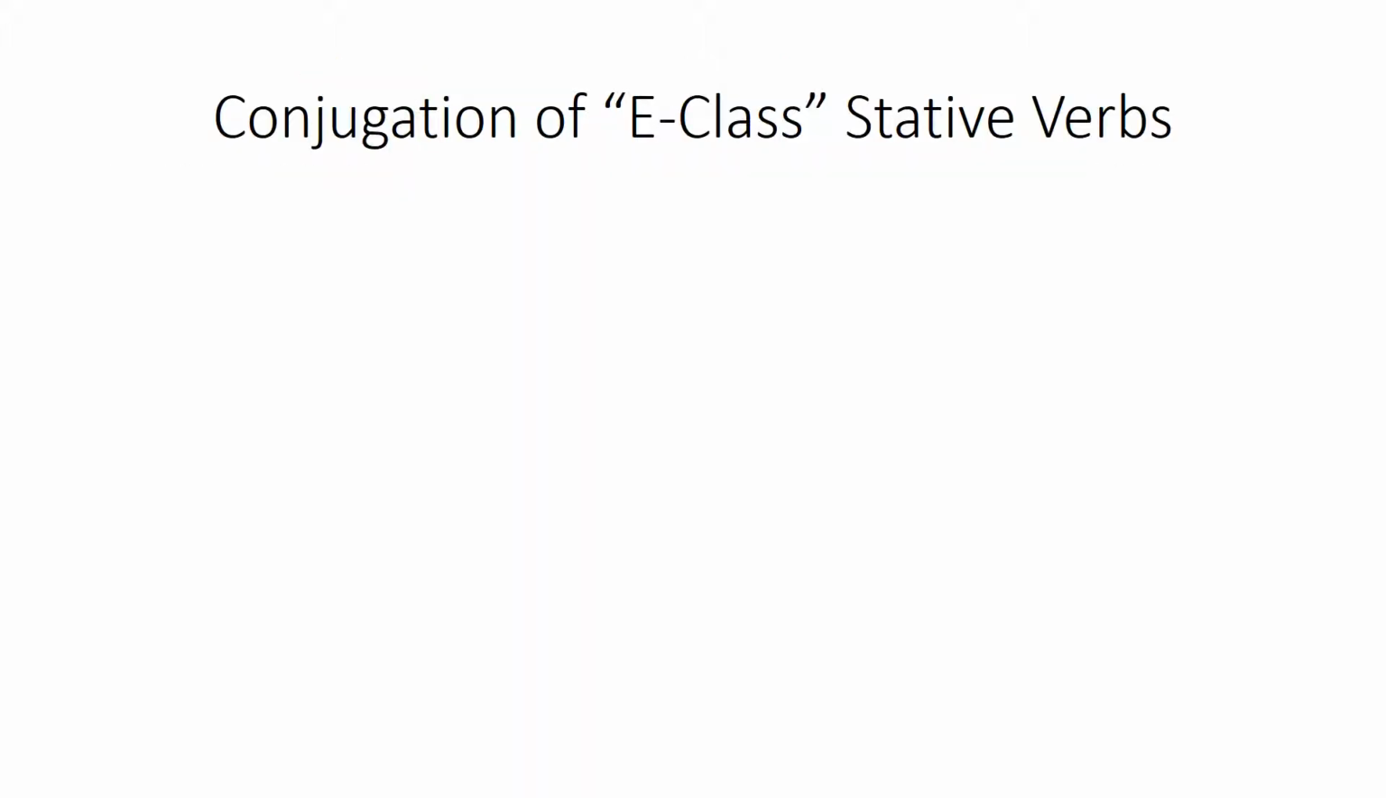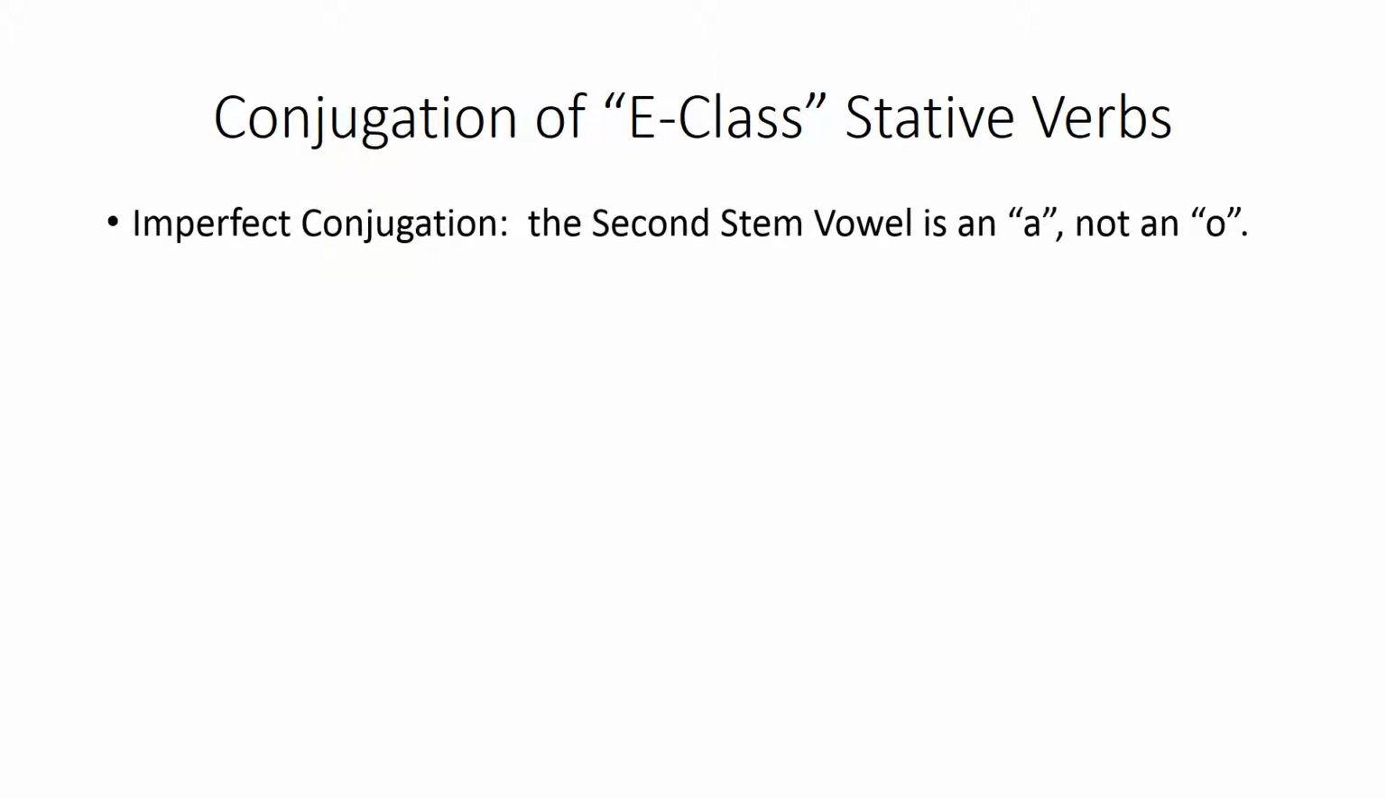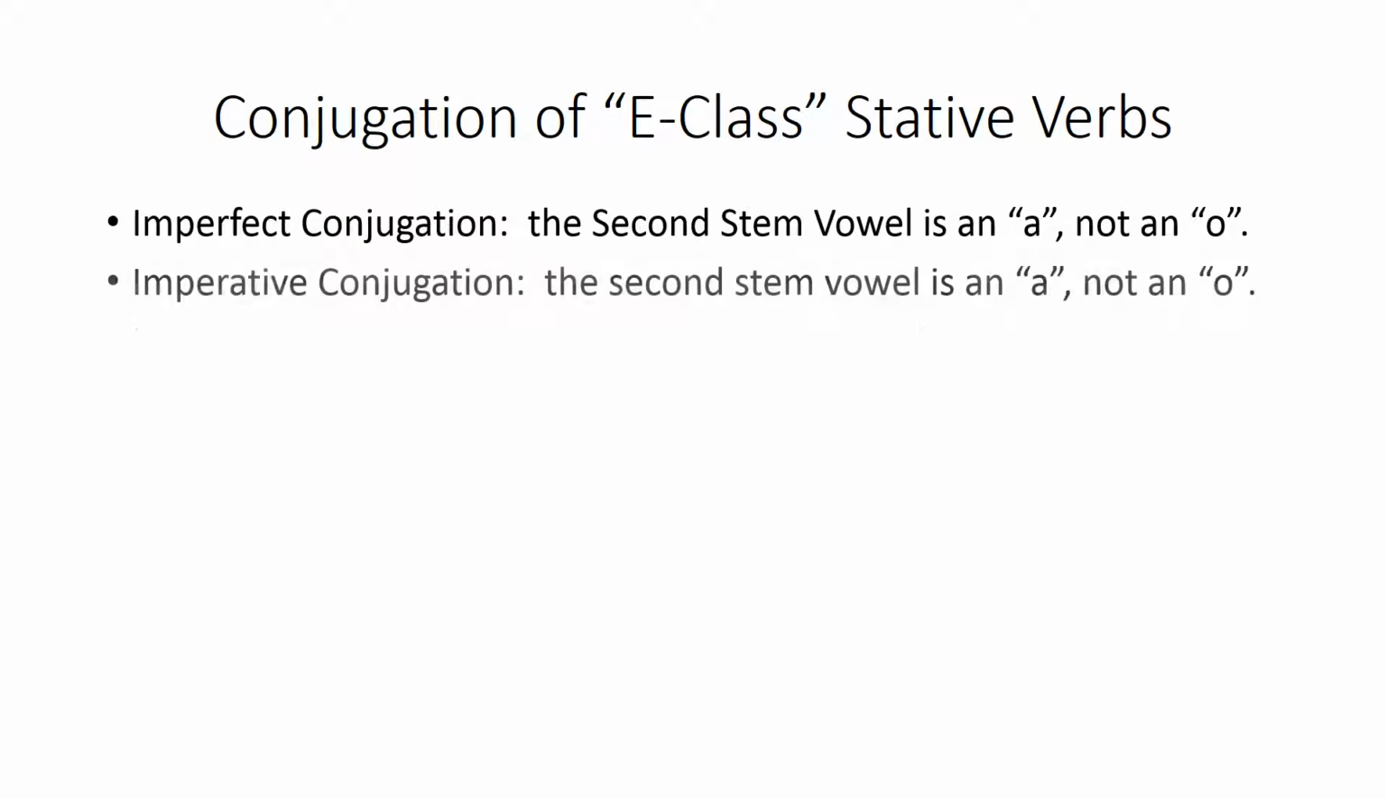In the conjugation of E-class stative verbs, in the imperfect conjugation, the second stem vowel is an A, not an O. Remember our paradigmatic verb shamer, and remember when we took it over into the imperfect, shamer went to yishmor. Well, that change of the second stem vowel from a patha to a holem does not occur with these E-class stative verbs. The second stem vowel is an A in the imperfect conjugation, not an O.